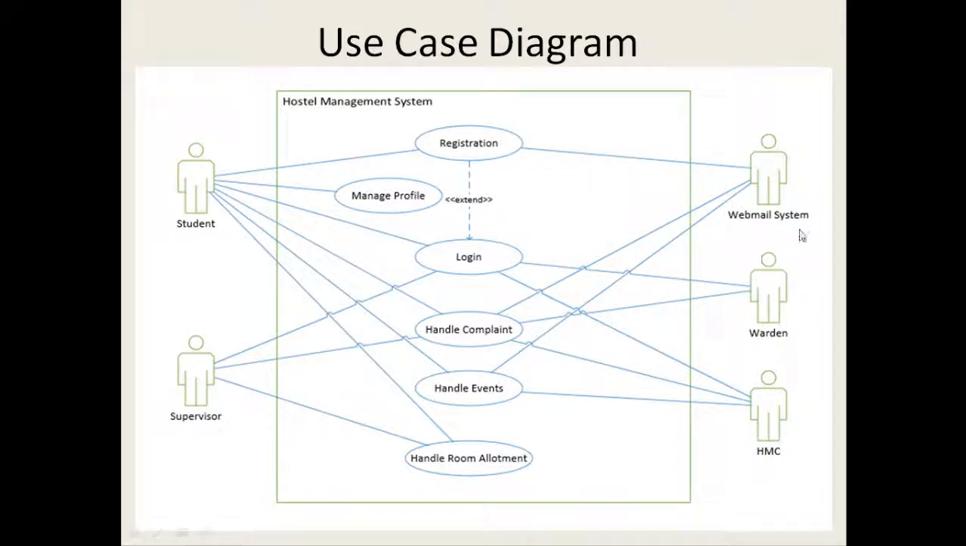And here is a webmail system, which acts as a secondary actor. Why have I put this webmail application here? Because during registration, there is a verification process which is done through webmail. While handling complaints, when any notification occurs, that notification goes to the webmail system. While handling events, when HMC adds new events, that event notification goes to the webmail application. So the secondary actor I have put is the webmail system.